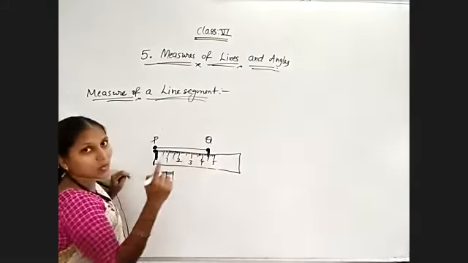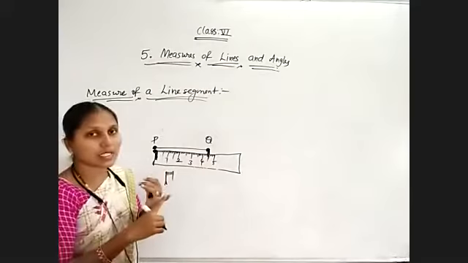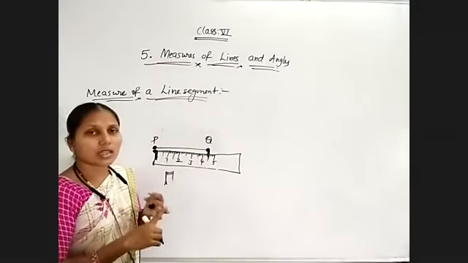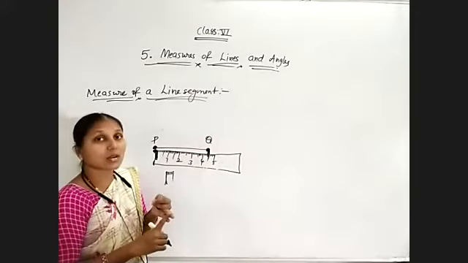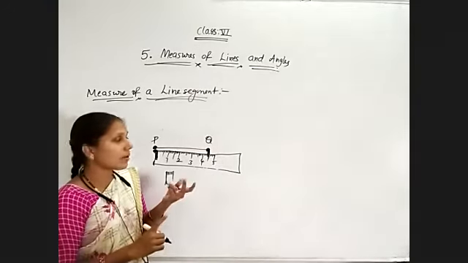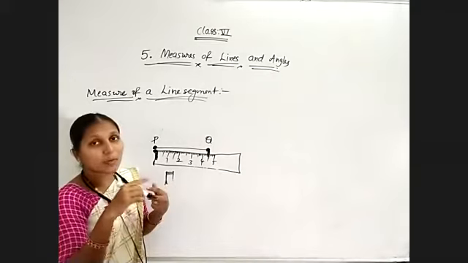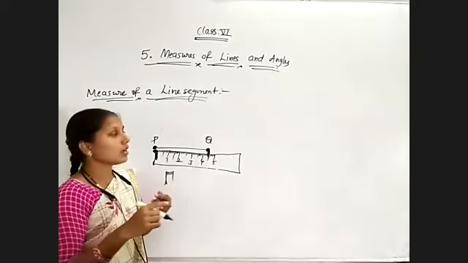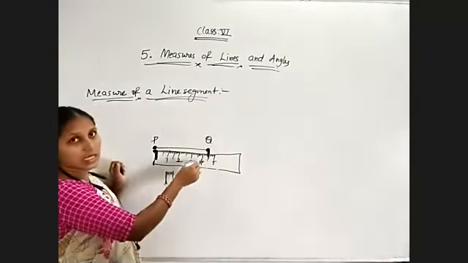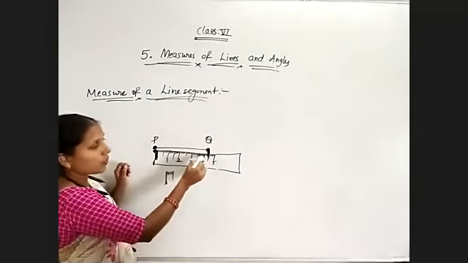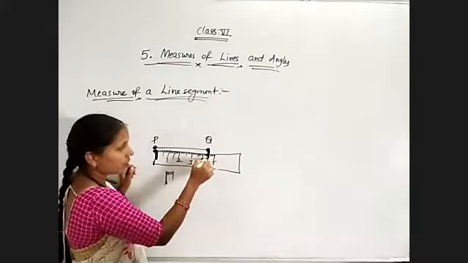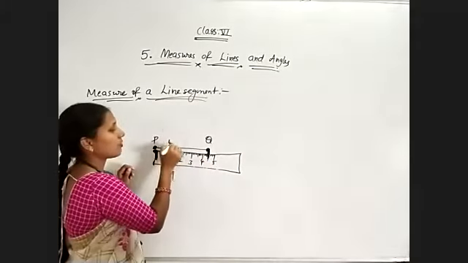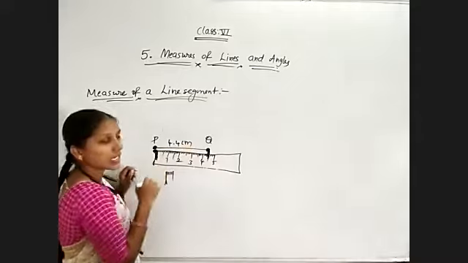Each smaller line we can take as 0.1 because 1 centimeter is equal to 10 millimeters. From that, 1 millimeter is equal to 1 by 10 centimeters, which is nothing but 0.1 centimeters. So now I want to measure this length in centimeters only. 4.1, 4.2, 4.3, 4.4. So the length of PQ is equal to 4.4 centimeters.